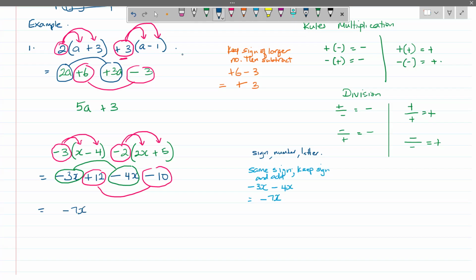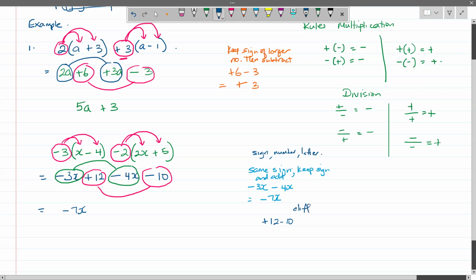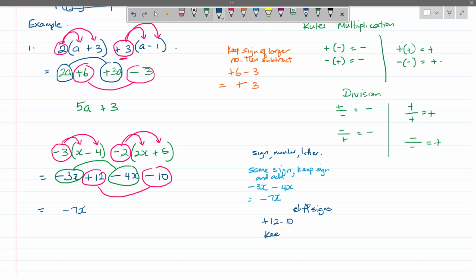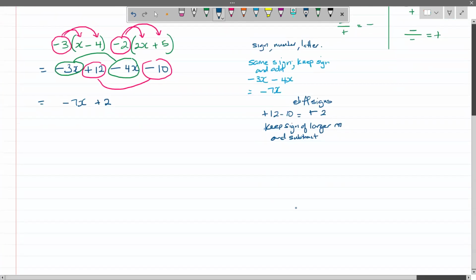Then we have plus 12 minus 10, which is similar to what we had above. If I have plus 12 minus 10, we take the sign of the larger number. We have different signs here now. So keep the sign of the larger number and subtract. So you keep the positive sign, and 10 from 12 will give me 2. So you get plus 2. Is everybody okay with this? Give me a thumbs up if you're okay with this. So this is expanding your brackets. One more simplification there.